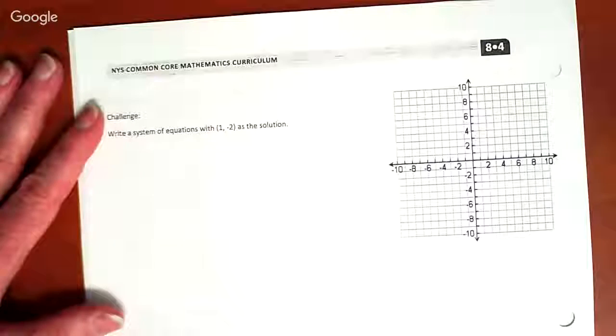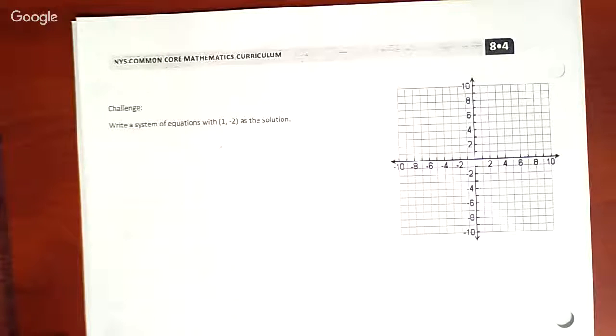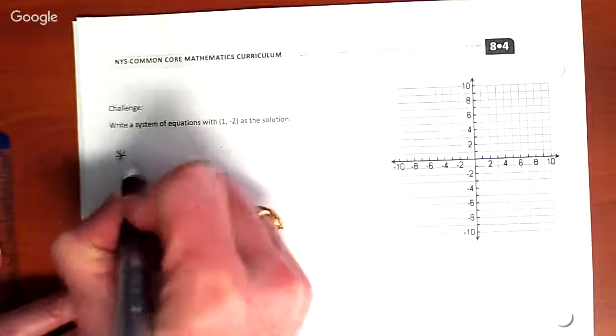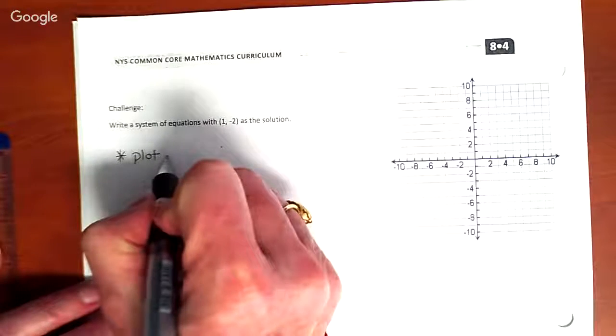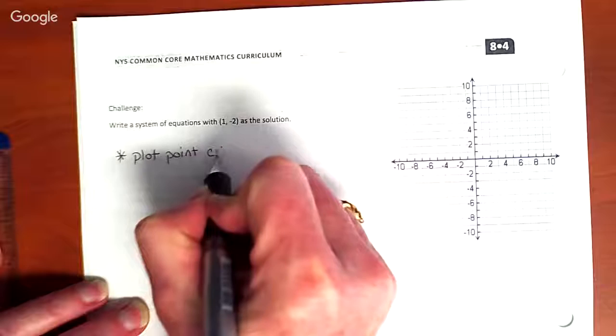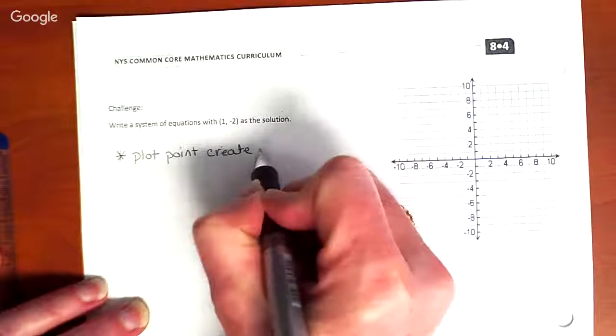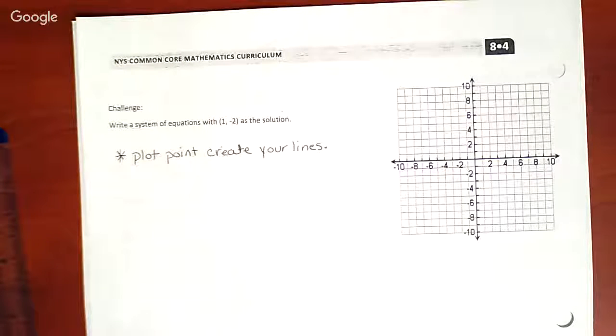Now, our last problem says write a system of equations with 1, comma, negative 2 as the solution. Now, a little hint here is to plot a point. Plot the point before you create your lines. And that ends our lesson.